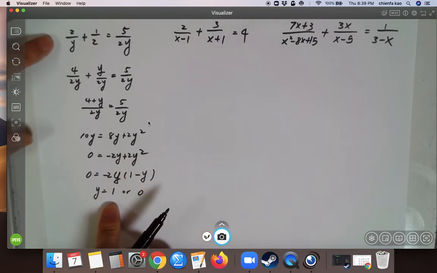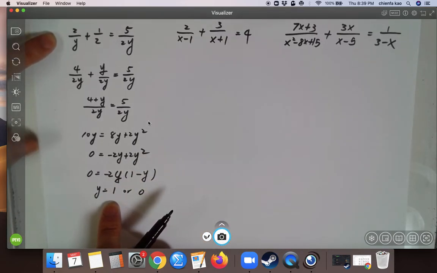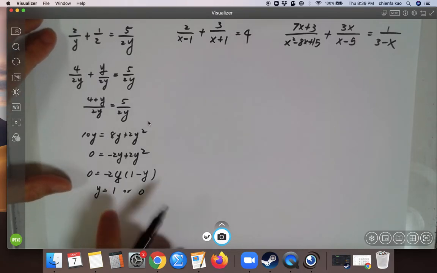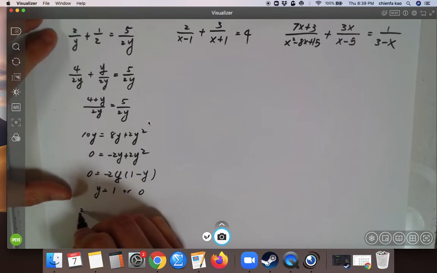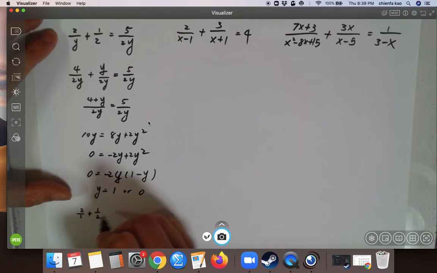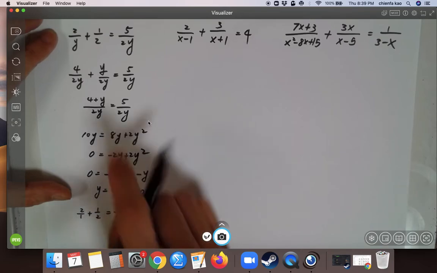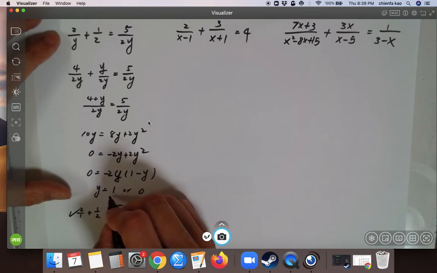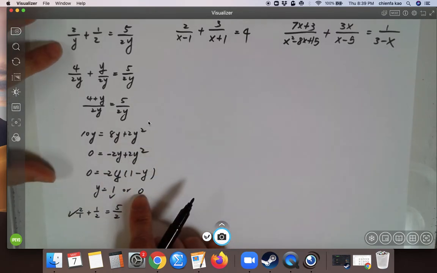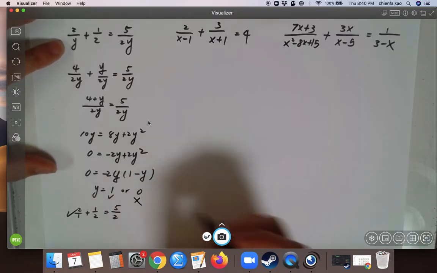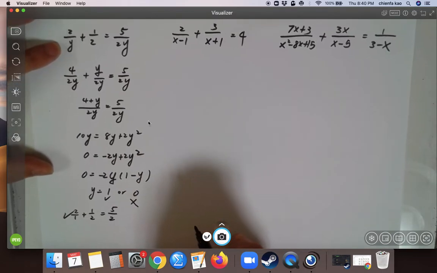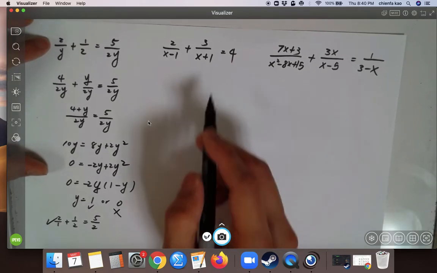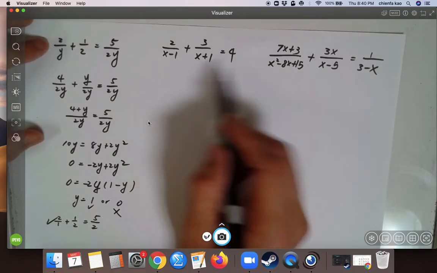You have to plug it back into the original function. Okay, so let's try to plug 1 in. 2 over 1 plus 1 over 2 equals to 5 over 2. This is the 1 that I plugged in. If you do your math, this is okay. So that's an answer. All right, you plug in y equal to 0. Okay, guess what? That's not it. That's not your answer.